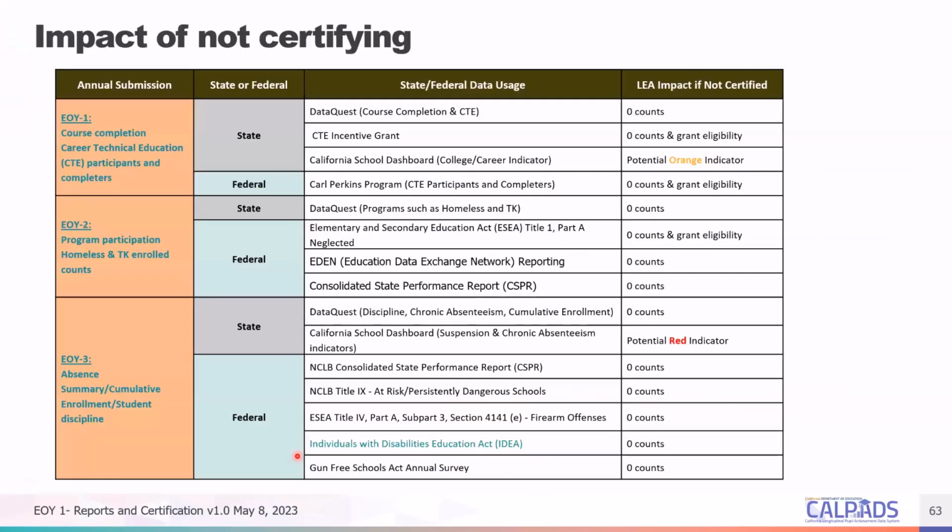So again, the impact of not certifying: you'll have zero counts on Data Quest. You'll have zero counts on your CTEIG, and it will also impact your grant eligibility. Your CCI indicators will potentially be orange because this is compared to last year's. I'm not sure if there was a CCI last year, so maybe this is irrelevant this year. And for federal, you have your Carl Perkins program funding, so you'll have zero counts and it will impact your grant eligibility.